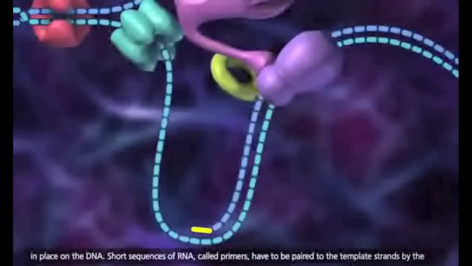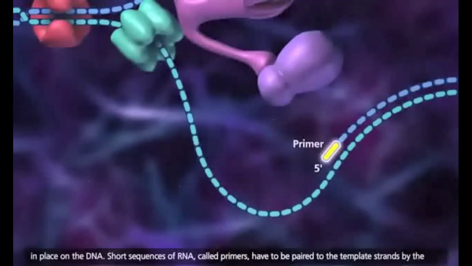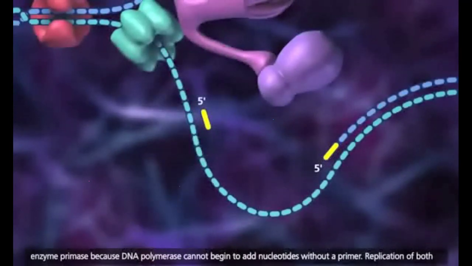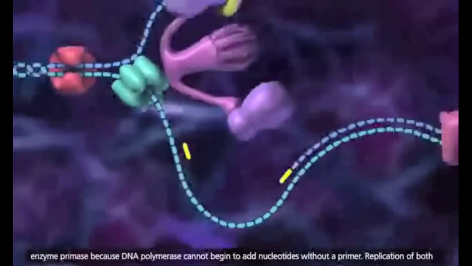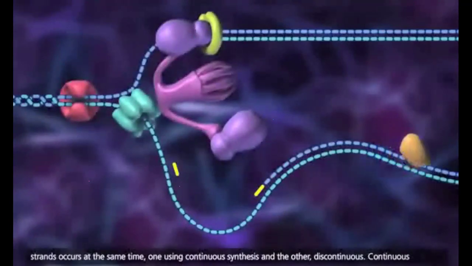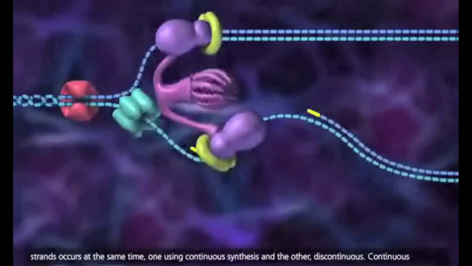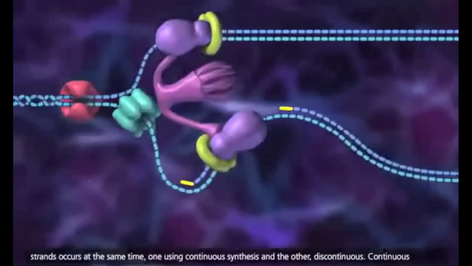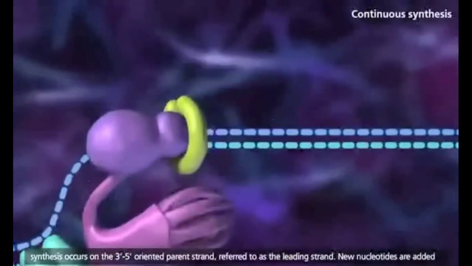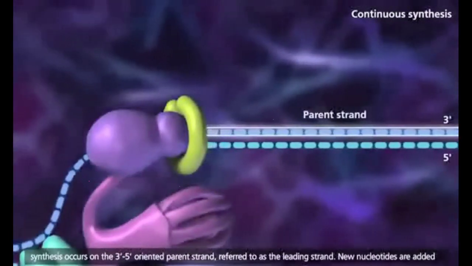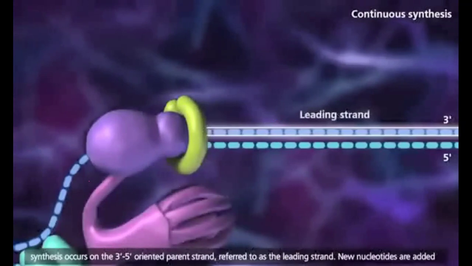Short sequences of RNA, called primers, have to be paired to the template strands by the enzyme primase because DNA polymerase cannot begin to add nucleotides without a primer. Replication of both strands occurs at the same time, one using continuous synthesis and the other discontinuous. Continuous synthesis occurs on the 3' to 5' oriented parent strand, referred to as the leading strand.